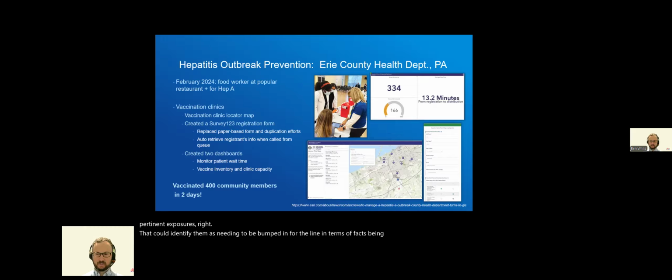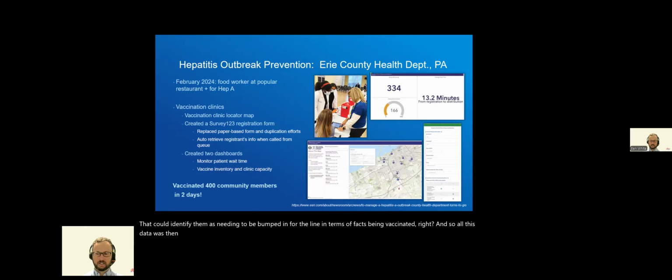And so all this data was then fed in and monitored in different dashboards for monitoring patient wait time, clinic capacity, and real-time vaccine inventory at each clinic. And that's what you're seeing in that upper right. So the total number of people vaccinated, right? The average wait time from registration to distribution.